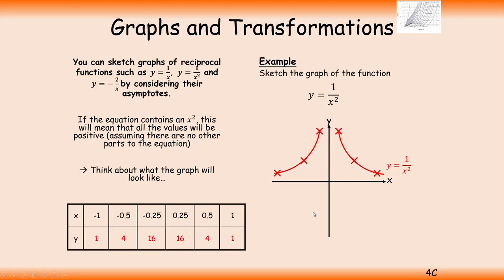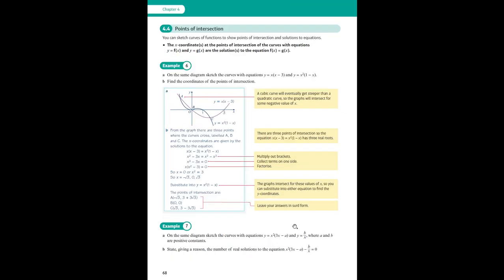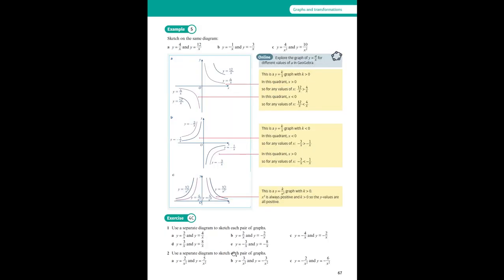Good. There you go. Hit pause. Sketch a curve. When you're ready to attempt some questions for me, hit play again. So exercise 4C, that's on page 67 of your book. We've got a couple of questions on this page. Interesting. You've only got these 2 questions. Questions 1 and 2. So sketch them all, quick as you can. Good luck.